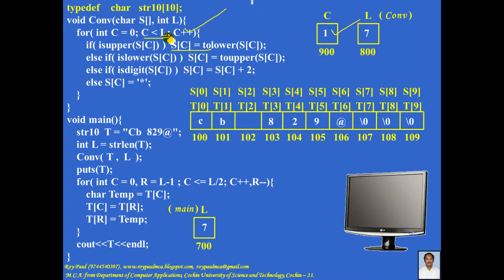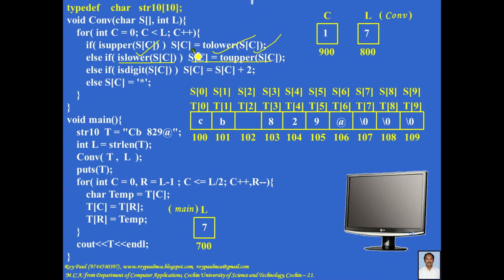Now 1 less than 7, condition true, control comes inside. C is 1, S of 1, that is small b. Now isupper of small b. Small b is not an uppercase alphabet. So function returns 0. And the condition tested here, not equal to 0. So 0 not equal to 0, false, else. C is 1, S of 1 small b, islower of small b, 1. And the condition tested here, not equal to 0. So 1 not equal to 0, correct. So this will be executed. Now assignment operator.